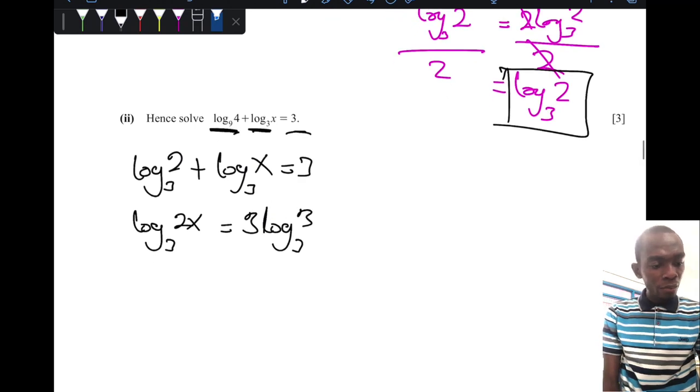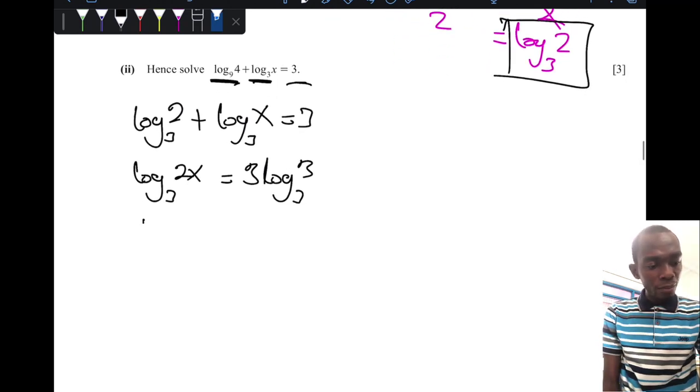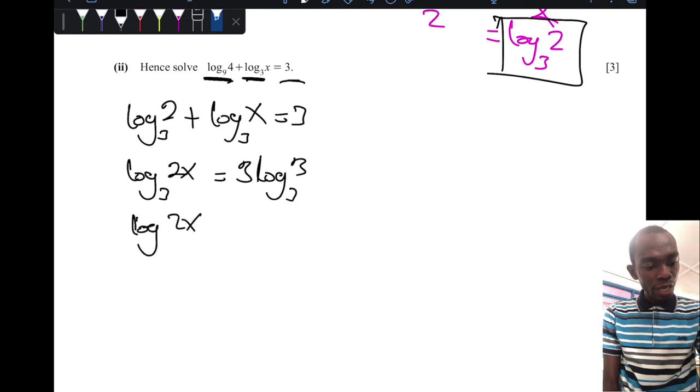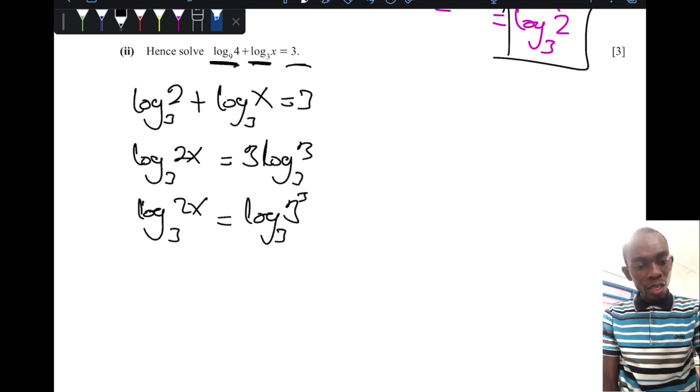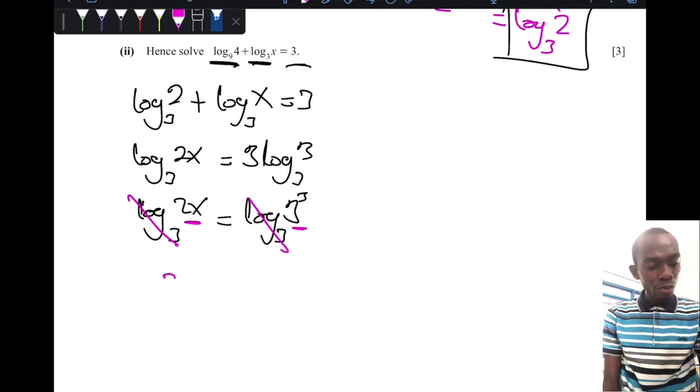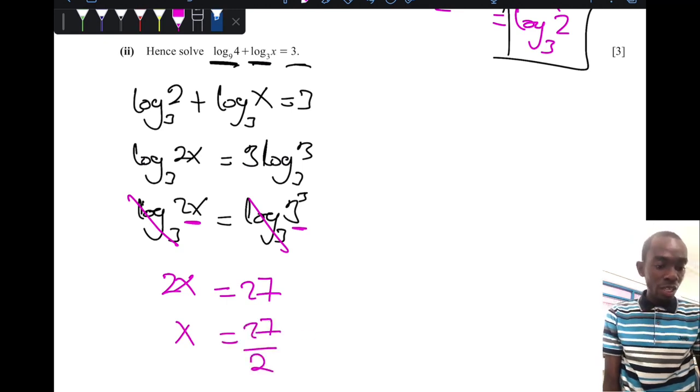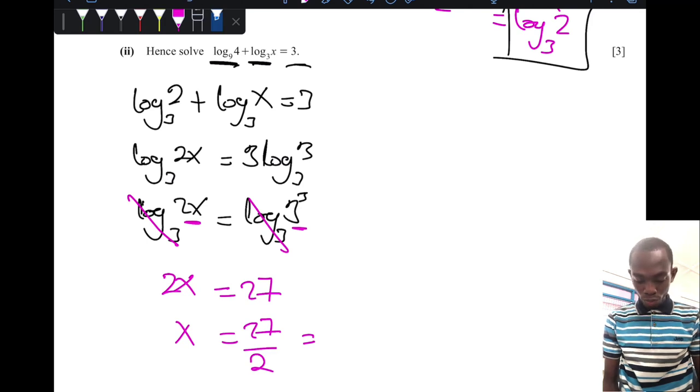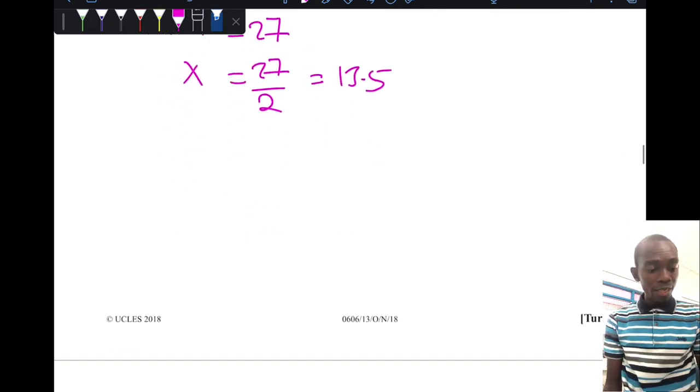So you have log 2x base 3 is equal to log 3 to the power 3 base 3. Okay, now if this is equal to that, then this must be equal to that. So you have 2x is equal to 27. x is 27 over 2. Well, you can leave it like that, or you can put 27 over 2 on a calculator. That should give you 13.5. Yeah, 13.5. Okay, and that is it.